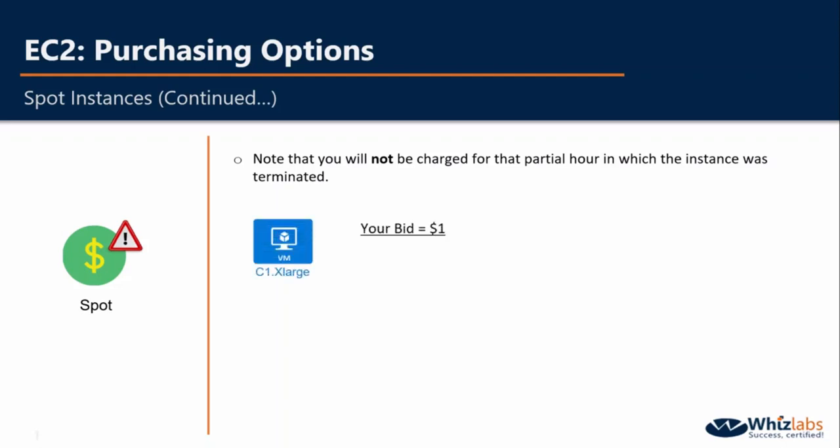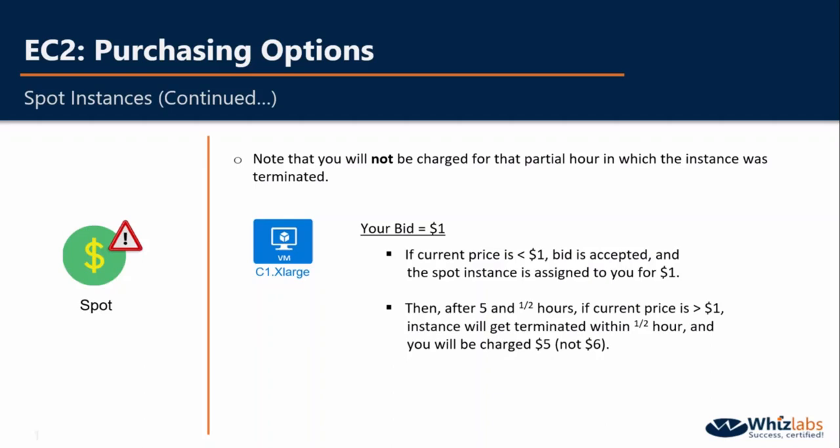For example, let's say you bid for a C1 X large instance for $1 per virtual machine's usage. If the actual or current spot price is equal or less than $1, you will get the instance assigned to you for your bid price, that is $1. If you use the instance for say 5 hours and halfway through the 6th hour, that is total 5.5 hours, the actual instance price becomes more than $1. Your instance gets terminated within half an hour's notice, but you will not be charged for that 6th hour. So you will be charged only $5 and not $6.